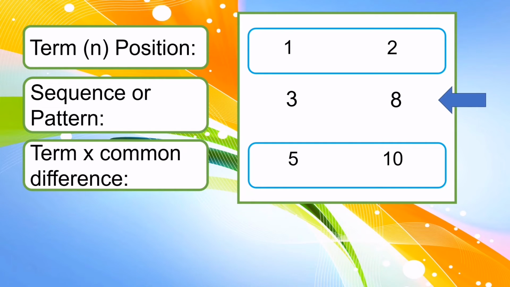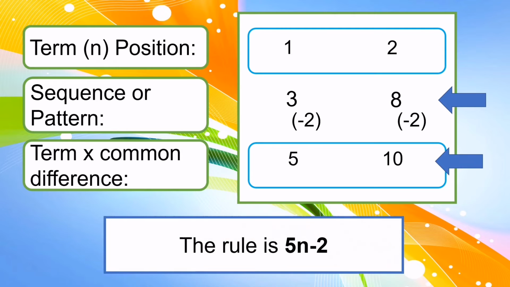Now, compare the numbers here. We get 3 by subtracting 2 from 5, and we get 8 by subtracting 2 from 10. That means the rule has minus 2 at the end. So our rule is 5n minus 2. We get 5 from the common difference. Letter n is the nth term, and minus 2 we get from comparing the common difference to the first term.